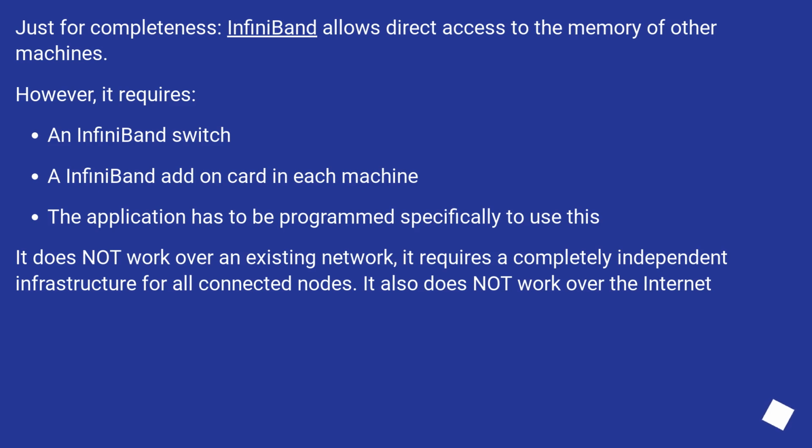Just for completeness, InfiniBand allows direct access to the memory of other machines. However, it requires an InfiniBand switch, an InfiniBand add-on card in each machine. The application has to be programmed specifically to use this. It does not work over an existing network. It requires a completely independent infrastructure for all connected nodes. It also does not work over the internet.